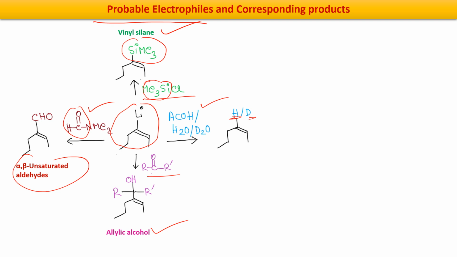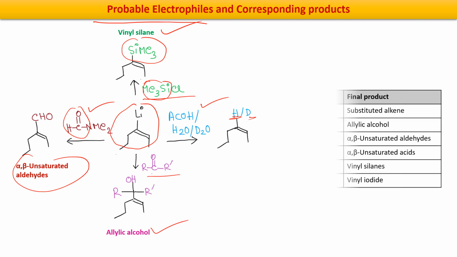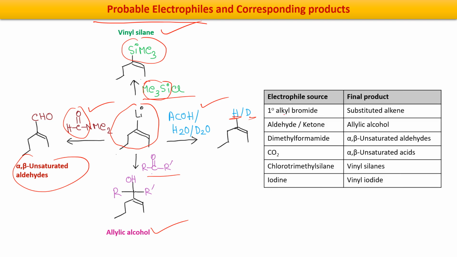Now these are only some of the examples of E plus. There may be so many other varieties, as you can see in this table. Electrophile source: when you are taking 1 degree alkyl bromide, there will be some substitution. That is, just think in this place there will be some alkyl group. Aldehyde and ketone, allylic alcohol, from this is the example.